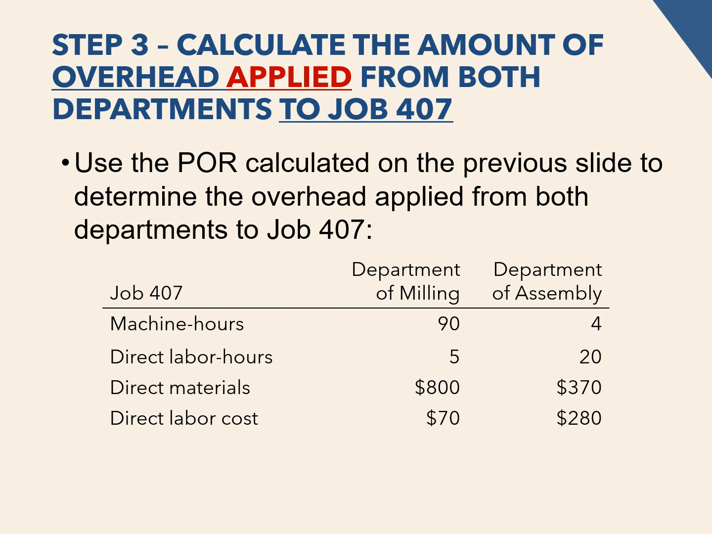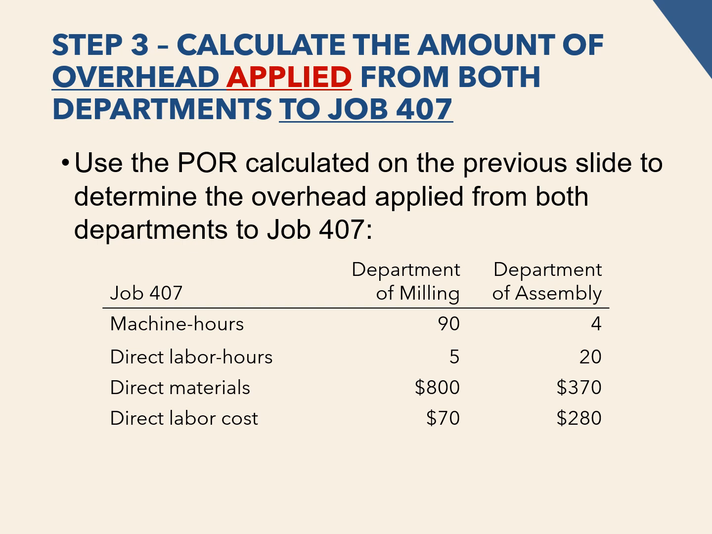The third step is to calculate the amount of overhead applied from both departments to Job 407. We need to use the predetermined overhead rate calculated on the previous slide to determine the overhead applied from both departments to Job 407. This is the information for the milling department, and this is the information for the assembly department. For the milling department, its cost driver is machine hours. For the assembly department, its cost driver is direct labor hours.